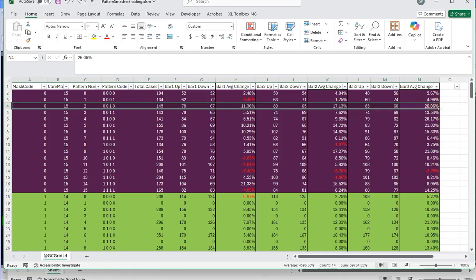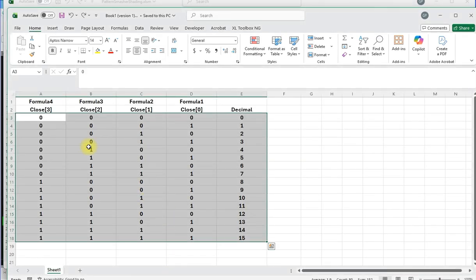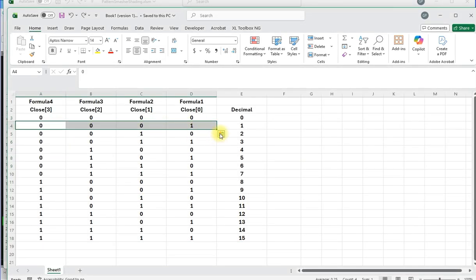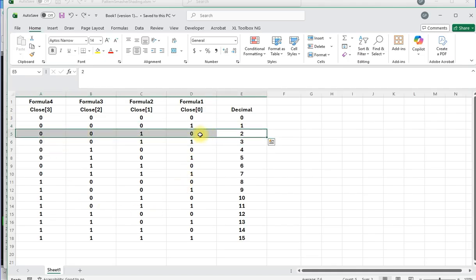So if we go back and look at the PatternSmasher cheat sheet, pattern 2 is this here. Basically, today was a down day close. Yesterday was an up close, then down close, down close. So this is basically, if you are in a bull market, you're waiting for a 2-day pullback. It shows a blip up, and you're buying on a down close. So that's really a mean reversion pattern.